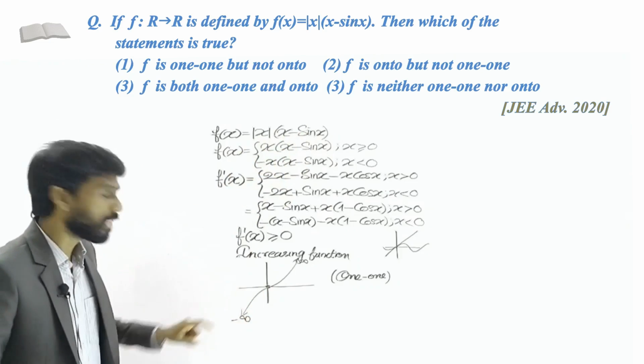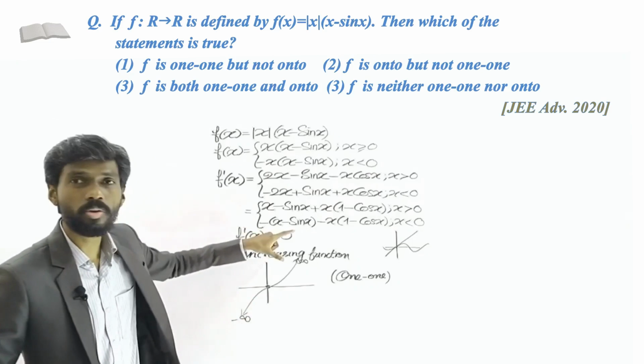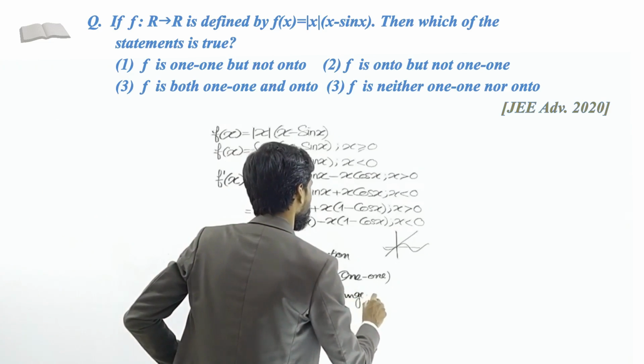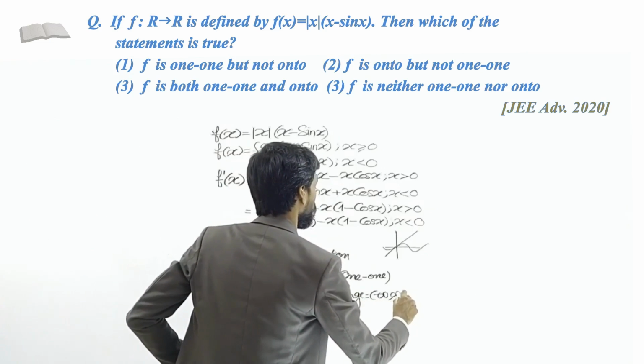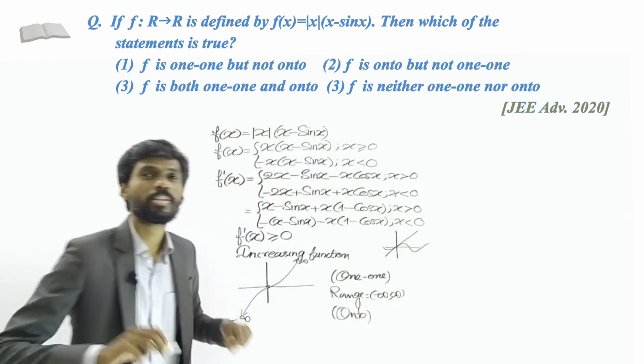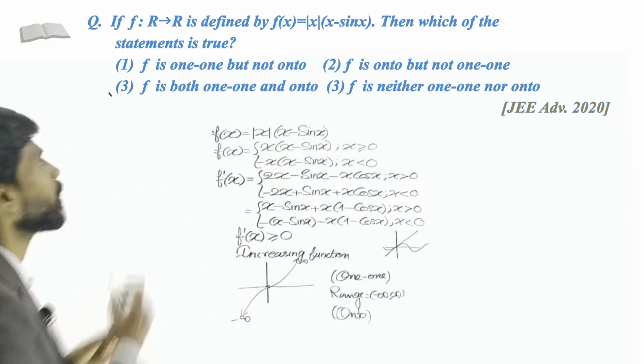So that means this curve covers the entire real line from minus infinity to infinity. So the range of the function is the whole real line, minus infinity to infinity. That means this function is onto also, right? So this function is both one-to-one and onto, right? So that is the answer.